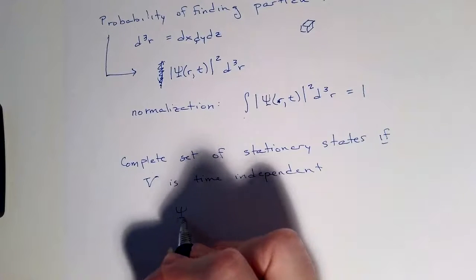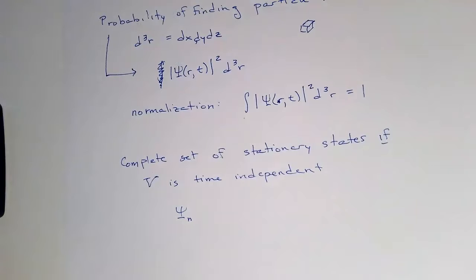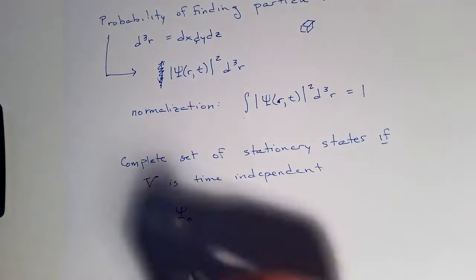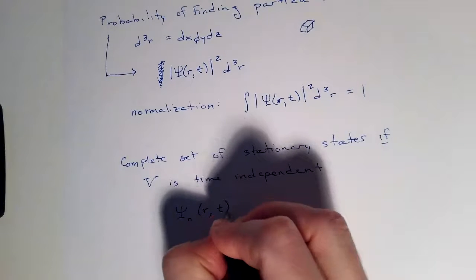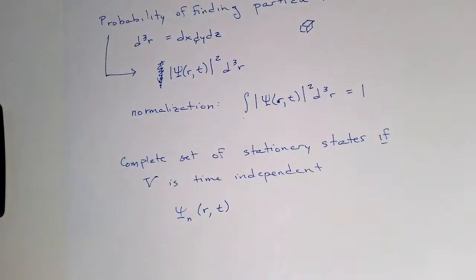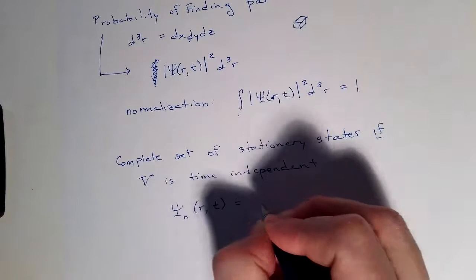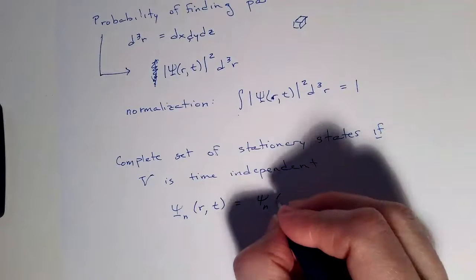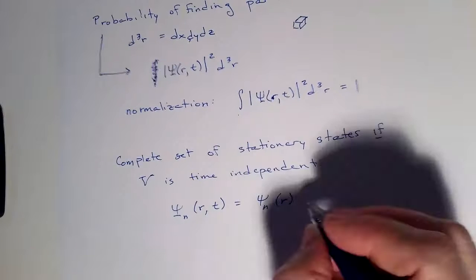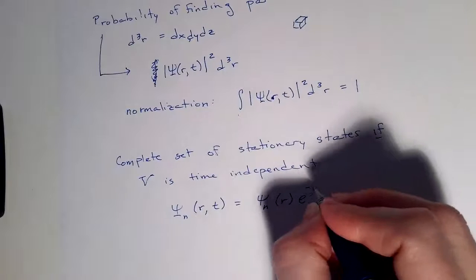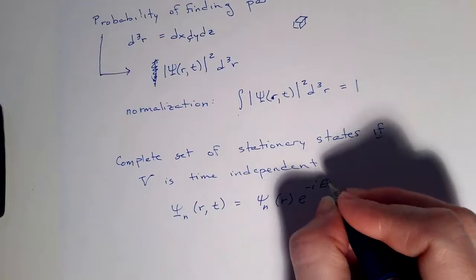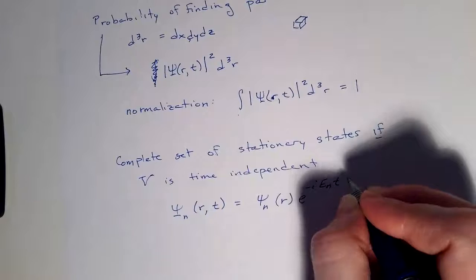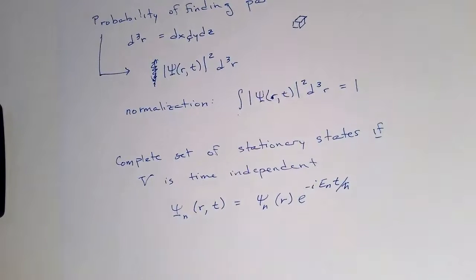So our complete set of stationary states looks like psi sub n. We've got the nth state, again a function of space and time. It is going to be a function of just space, and then our time-dependent portion, just like in a single dimension, is going to have a time dependency that is based on allowed energies and some of our constants.